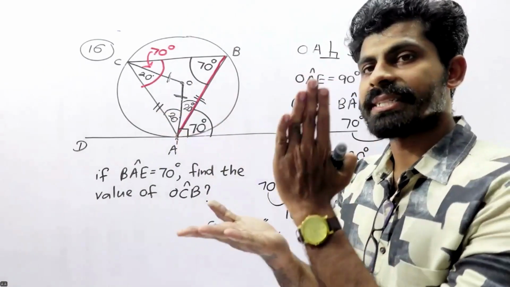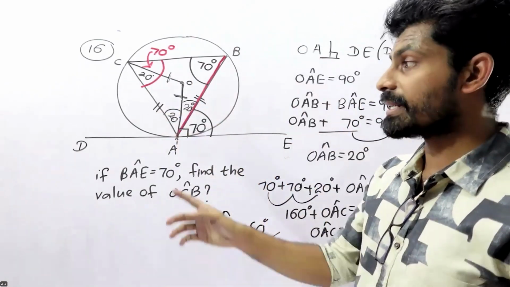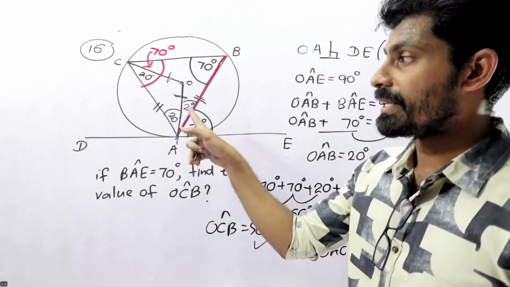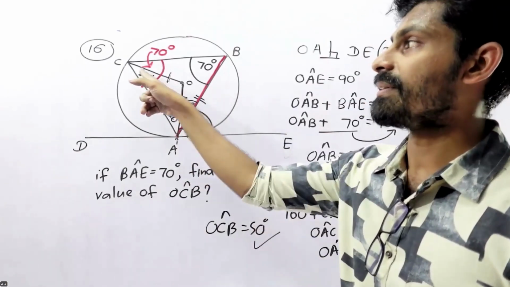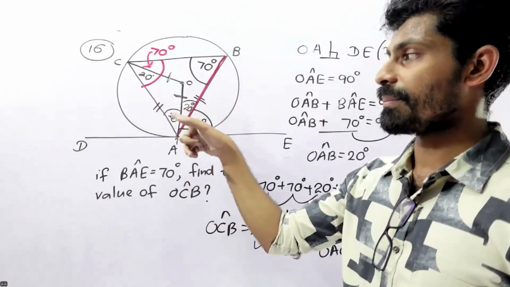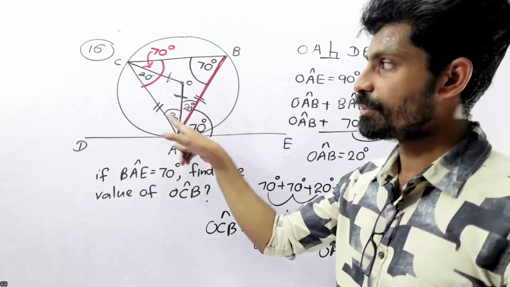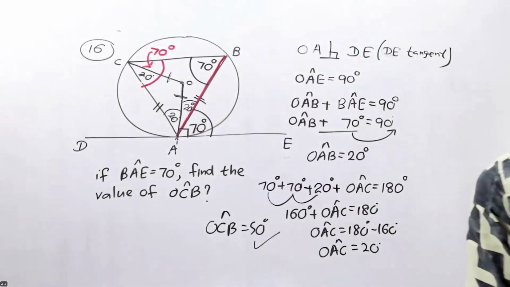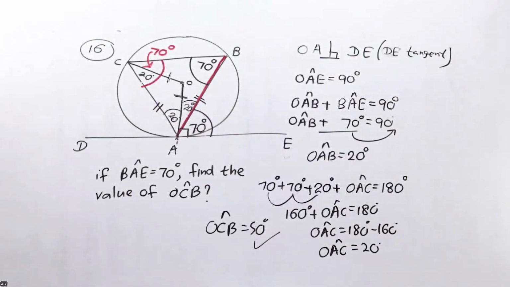Radius and tangent are perpendicular. So that means 90 degrees. 70 is there. 90 minus 70 is 20. 70 plus 70 is 140, which means altogether 40. 40 minus 20, this one is also 20. 70 minus 20 equals 50. Then OCB equals 50.